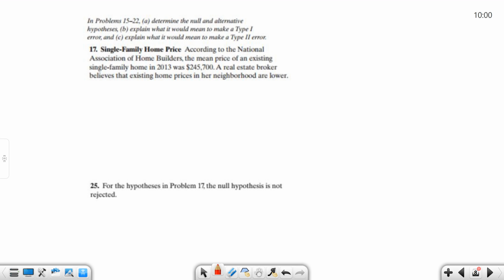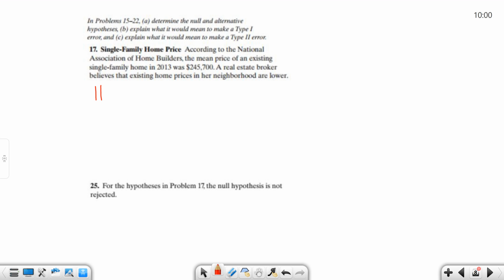So, single-family home price. According to the National Association of Home Builders, the mean price of an existing single-family home in 2013 was $245,700. A real estate broker believes that existing home prices in her neighborhood are lower. All right, so how do I set this up?